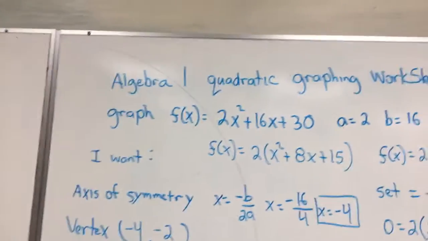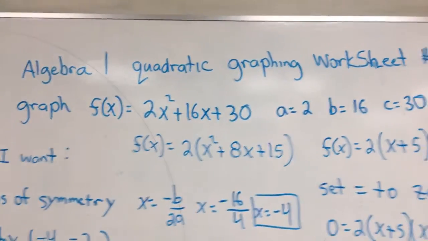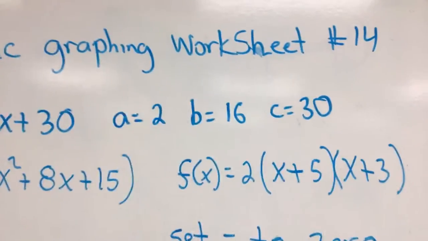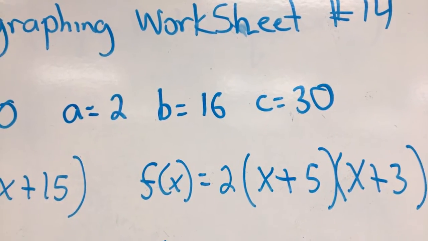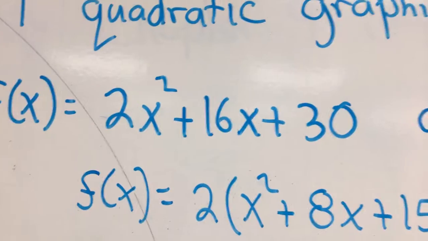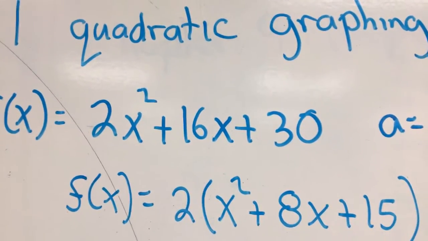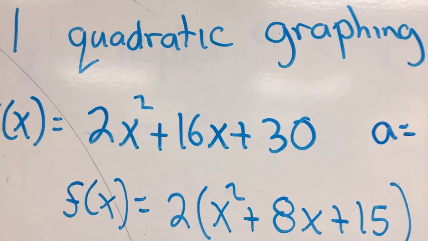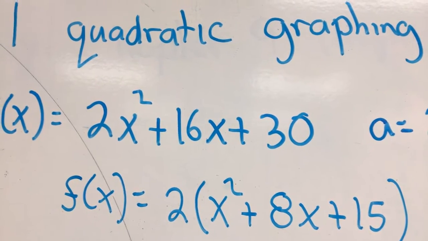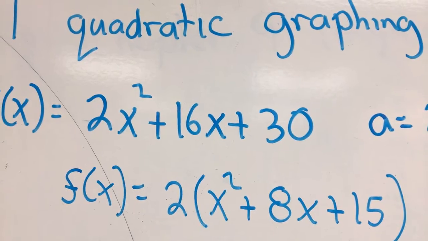All right, back to our problem. f of x is equal to 2x squared plus 16x plus 30. I started off by identifying my a, my b, and my c. Note that c is where it will cross the y-axis. If you put a 0 in for x, that would be 2 times 0 squared, which is 0, plus 16 times 0, which is 0, plus 30. So it will cross the y-axis at 30. Remember, every point on the y-axis has an x value of 0.